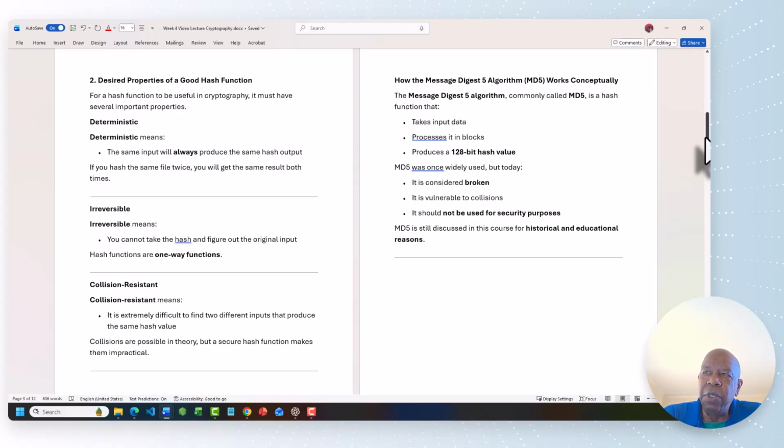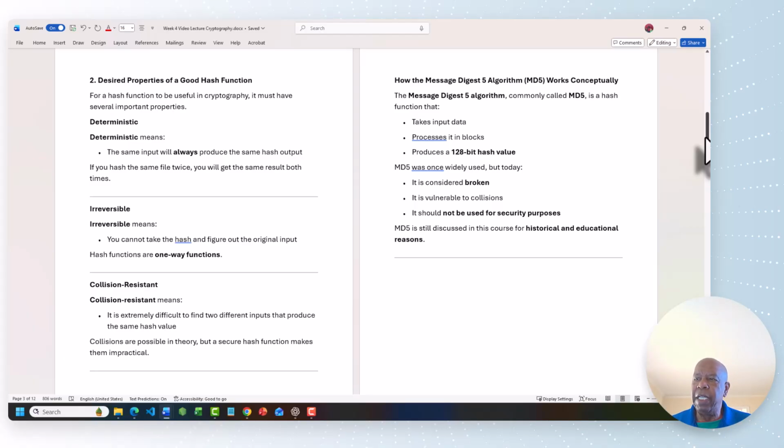We want the hash function to be irreversible. Irreversible means you cannot take the hash and figure out the original input from that hash. Hash functions are one-way functions. Collision resistant.